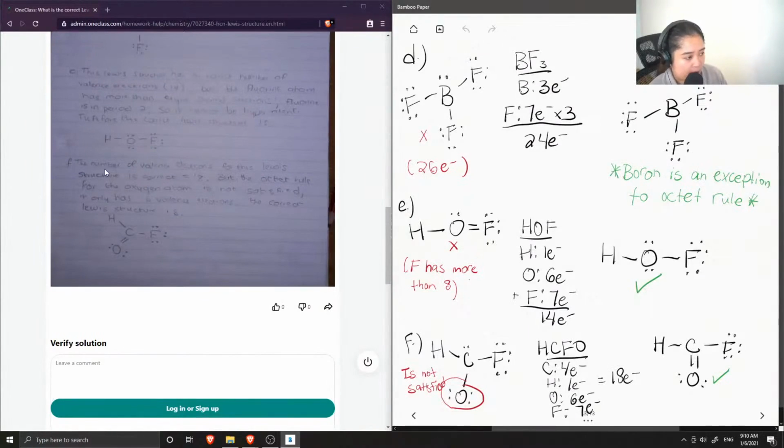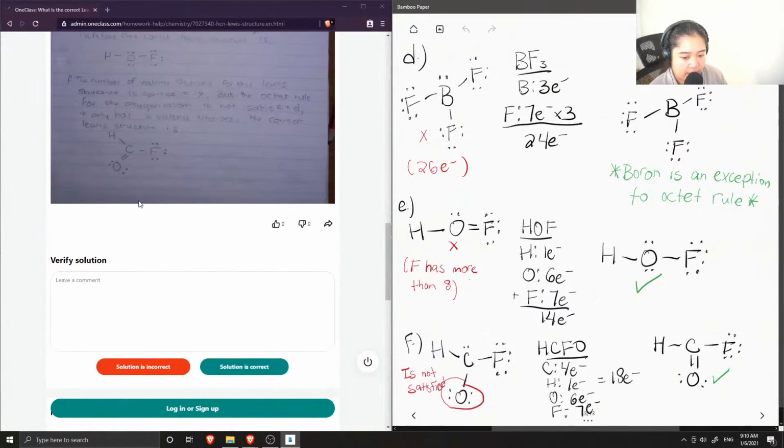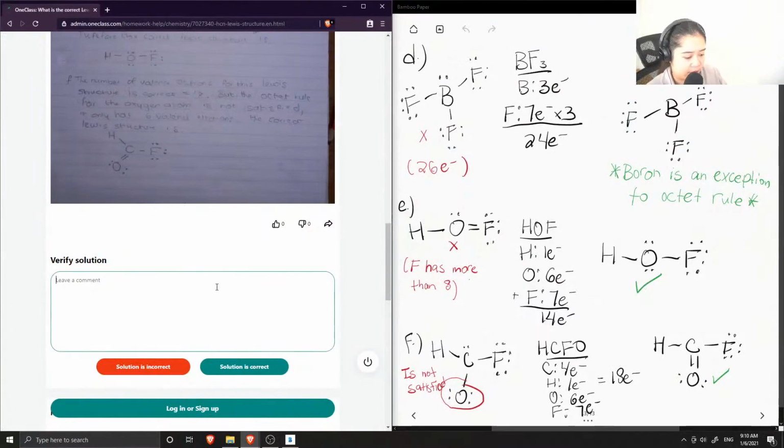And then lastly, F, the number of valence electrons for this Lewis structure is correct, 18. But the octet rule for the oxygen atom is not satisfied, and it only has 6 valence electrons. The correct Lewis structure is the following, that has now a double bonded oxygen. So this solution is correct.